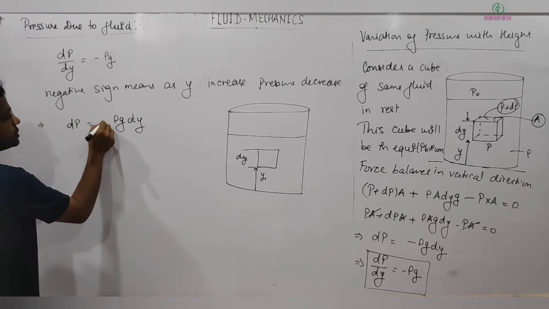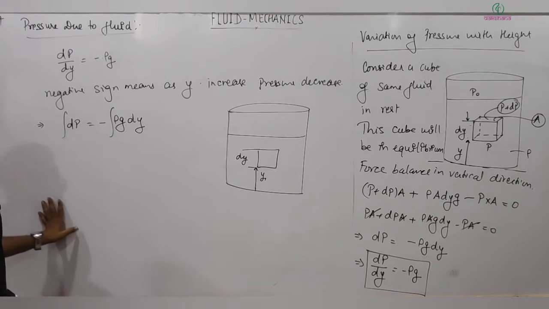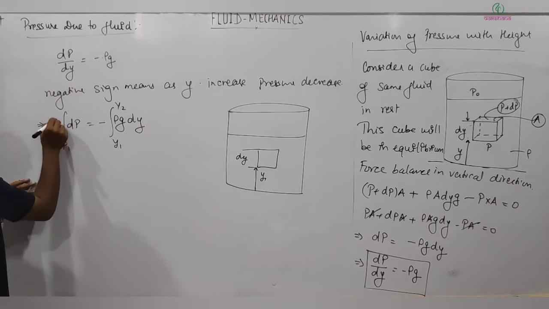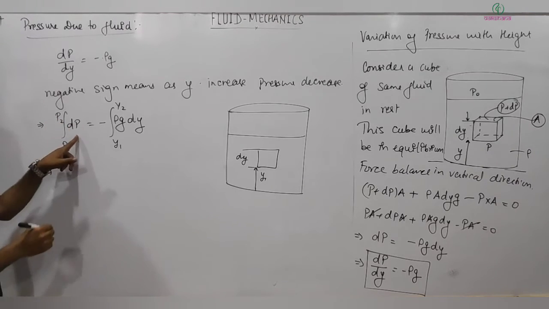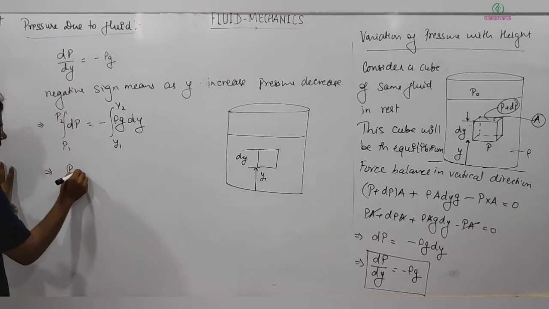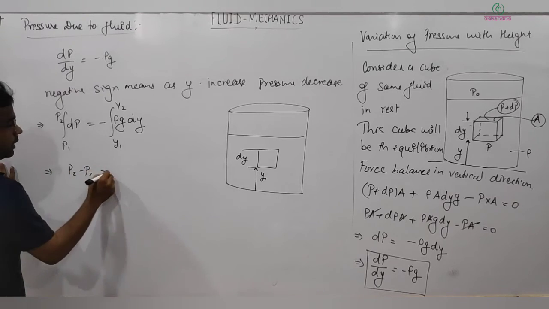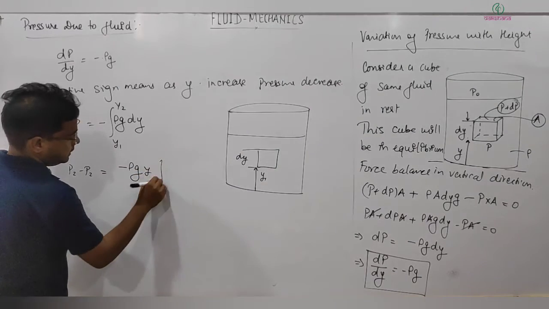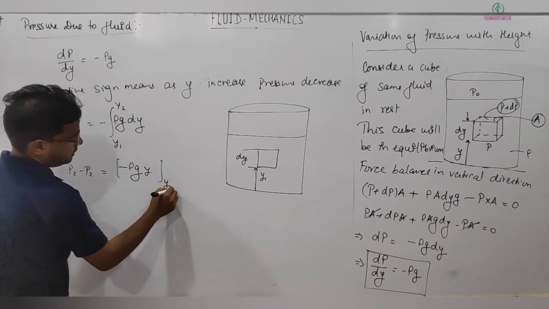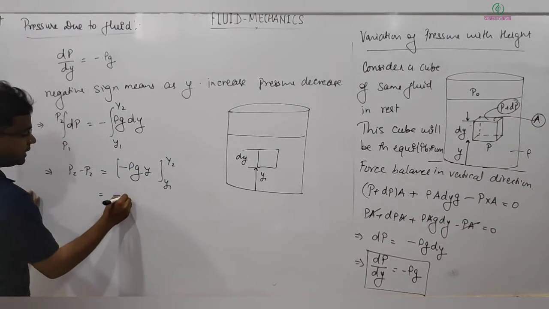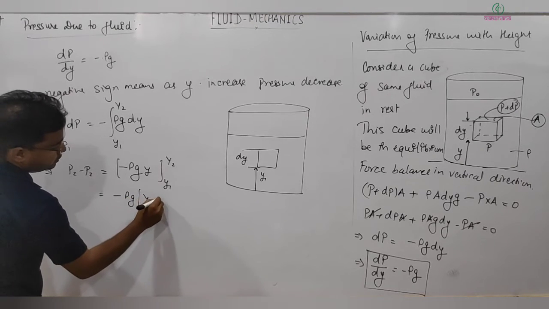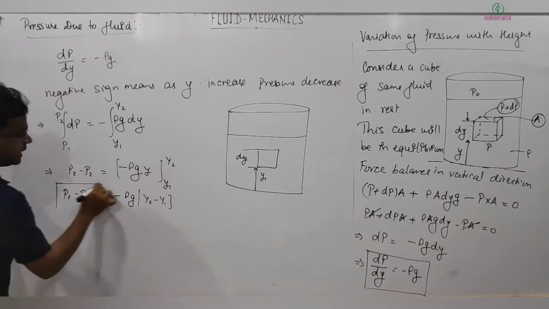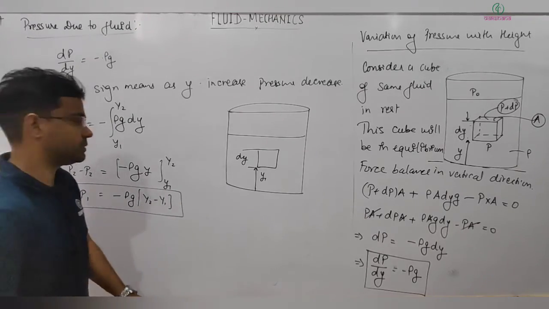Let me integrate both sides, from y1 to y2, which means p1 to p2. The integration of dP will be p, substituting the limits, p2 minus p1, equals minus rho G, integration of dy will be y, again substituting the limits from y1 to y2, so we get minus rho G times y2 minus y1, equals p2 minus p1. I got a general expression. Now let me take a few points.